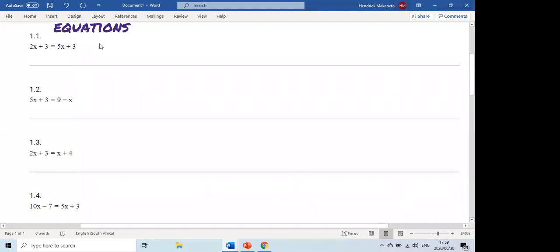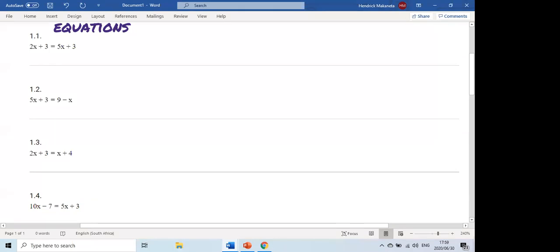Right, we still have Nosipo. We don't have any other person. I'll have no choice but to unmute you, Nosipo, just to carry on once again. Yes, sir. Yes, Nosipo. So the equation is 2x plus 3 equals x plus 4.